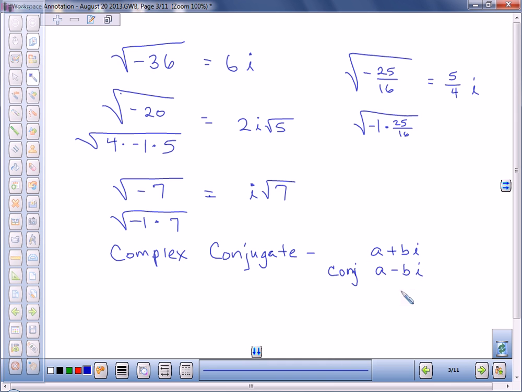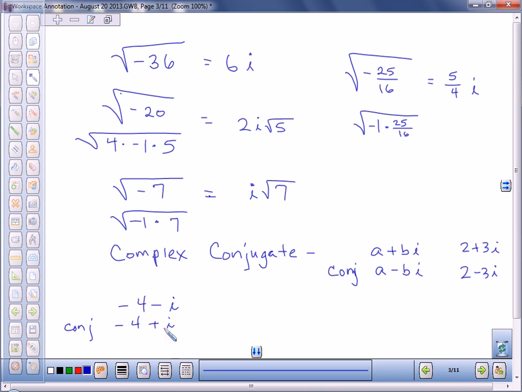So what was that first one I gave you? 2 plus 3i. So if I gave you the complex number 2 plus 3i, what would the conjugate be? 2 minus 3i. So if I gave you negative 4 minus i, what would the conjugate be? Negative 4 plus i. So we just change the sign of the imaginary part.